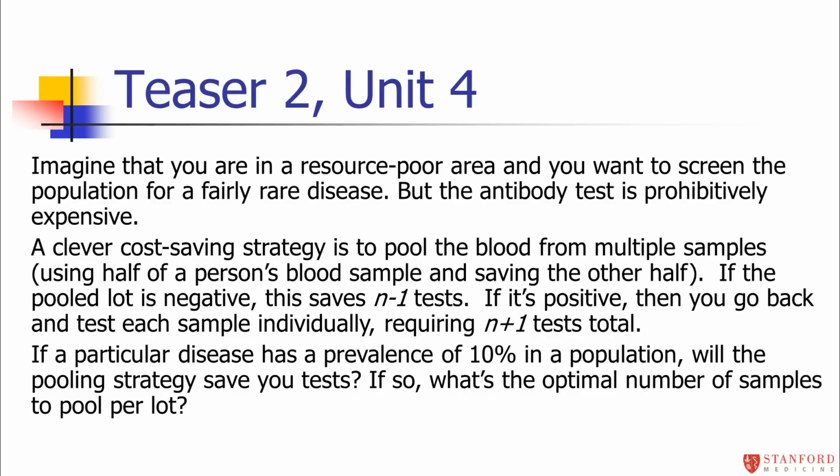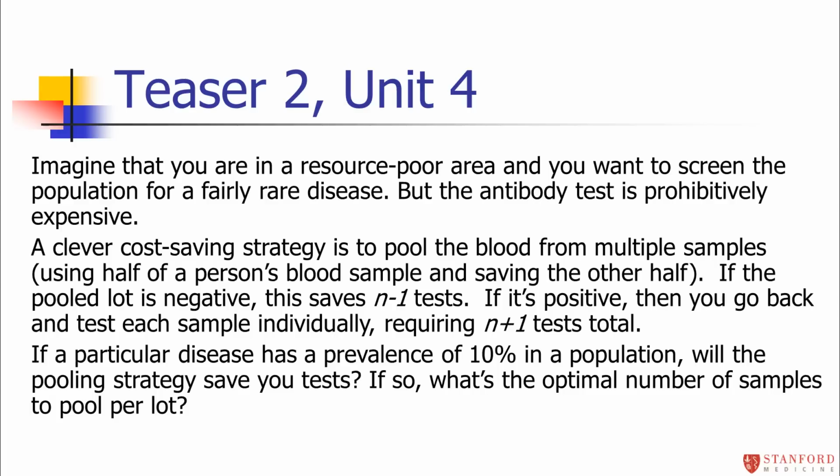But imagine if it's a reasonably rare disease, a lot of the times that pool is going to come back negative. If it comes back negative, then you can assume that everybody who was included in the pool is negative for the disease and you're done. You don't have to do any additional tests. So this is going to save you n-1 tests if n is the number of people that you're pooling together. Of course, if it's positive, it requires an extra test, n+1 tests total.